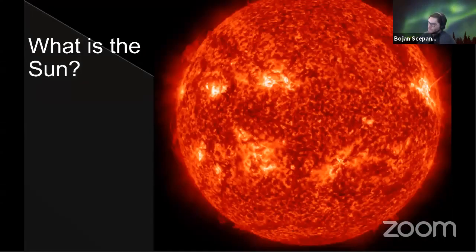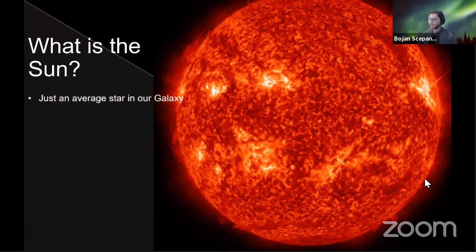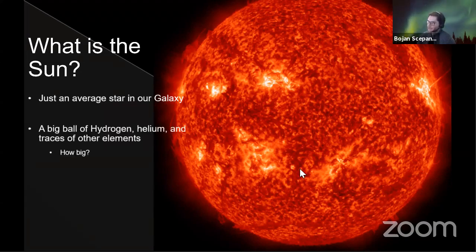So what actually is the sun? Because we haven't actually covered that yet. The sun is just an average star in our galaxy. It's not that big, not that small. There are many stars that are orders of magnitude larger than our star. And it's about 94% hydrogen, 5% helium, and then traces of other elements.